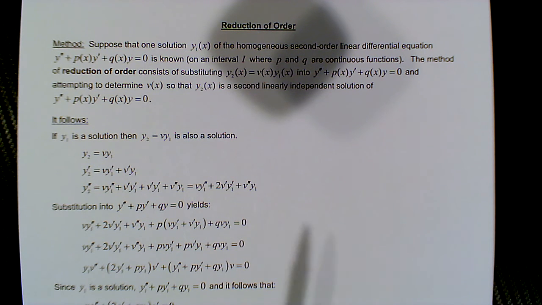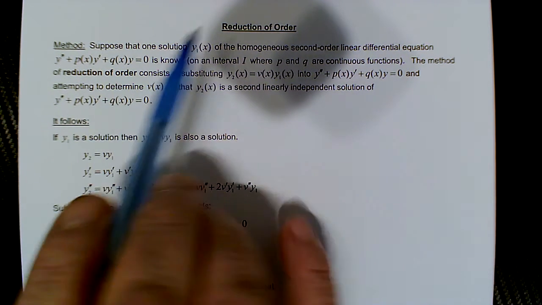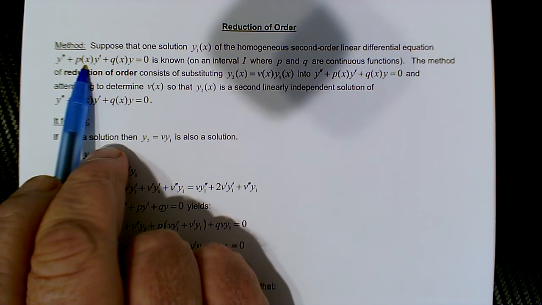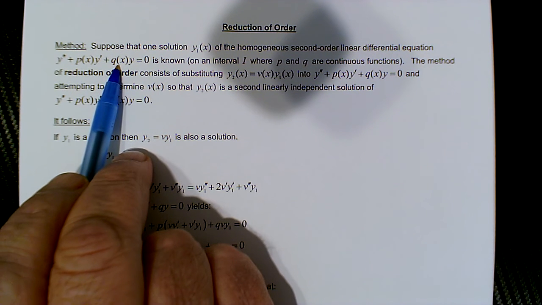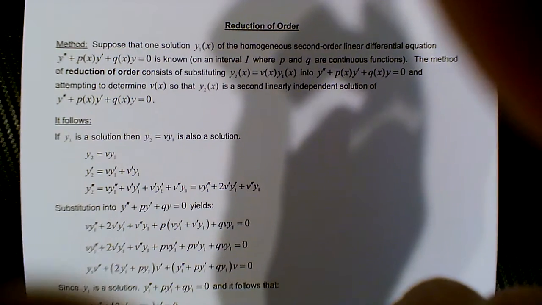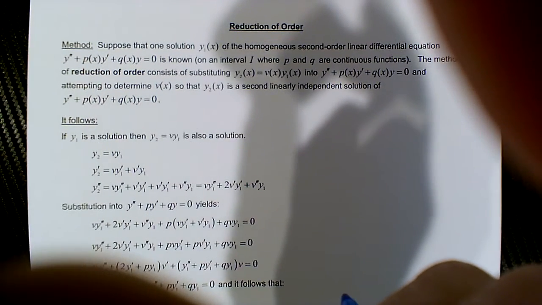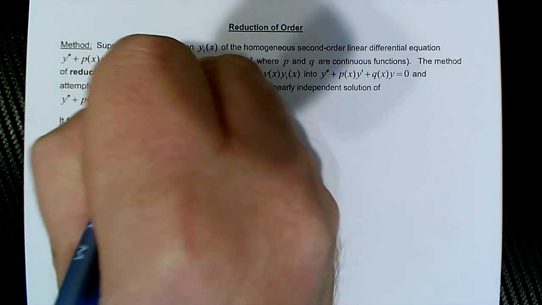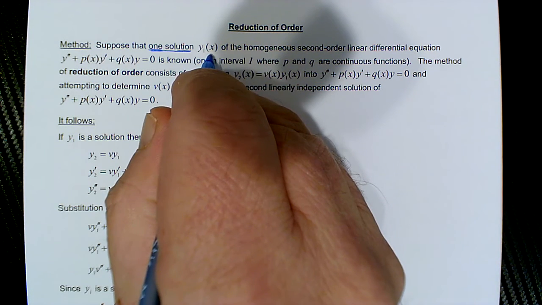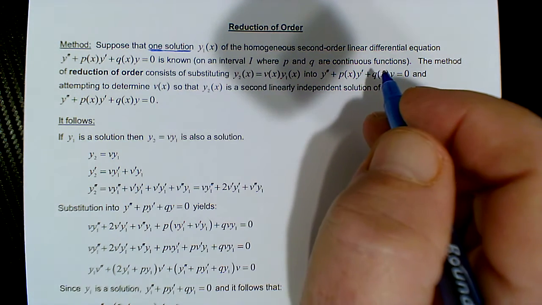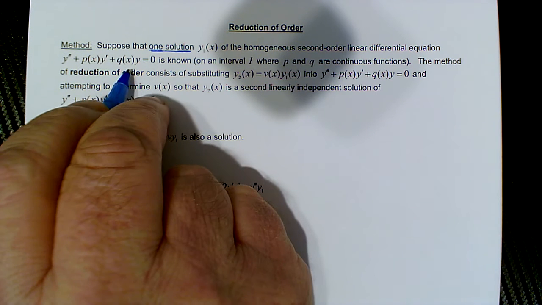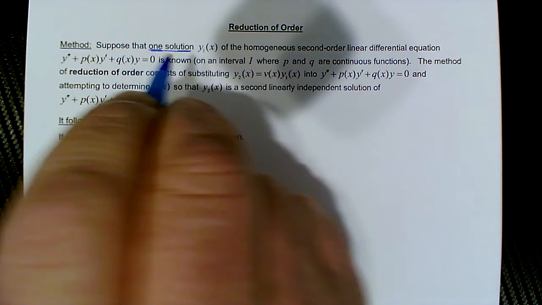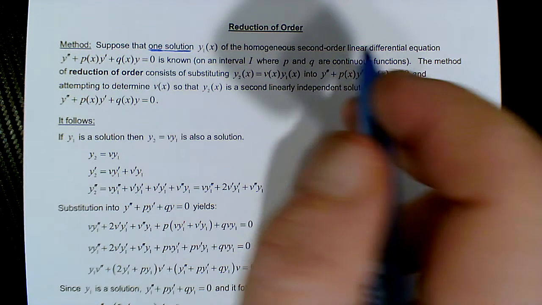So we look at a general second order homogeneous differential equation, but not with constant coefficients, but where the coefficients are functions of x. And we consider that we know one solution. So we suppose that one of the solutions is given to be what we call y1 of x, or just y1. And we assume it's a solution to this general second order homogeneous differential equation, again not with constant coefficients.